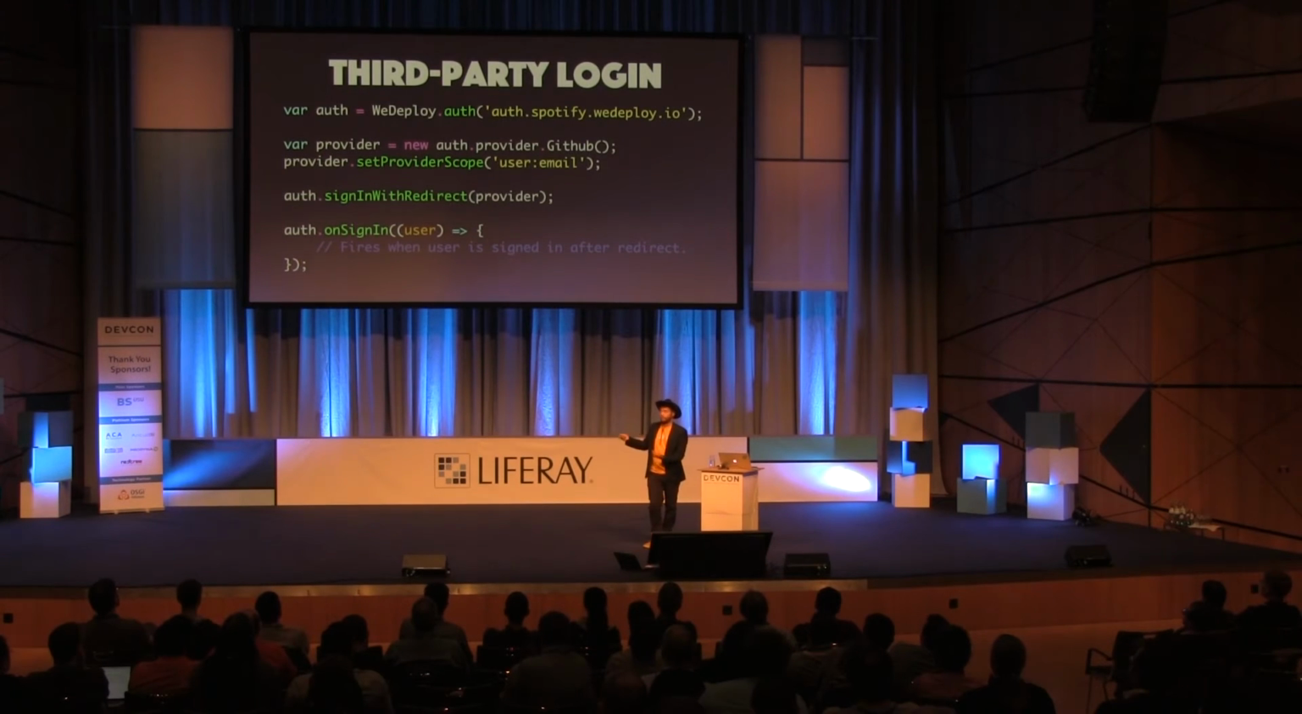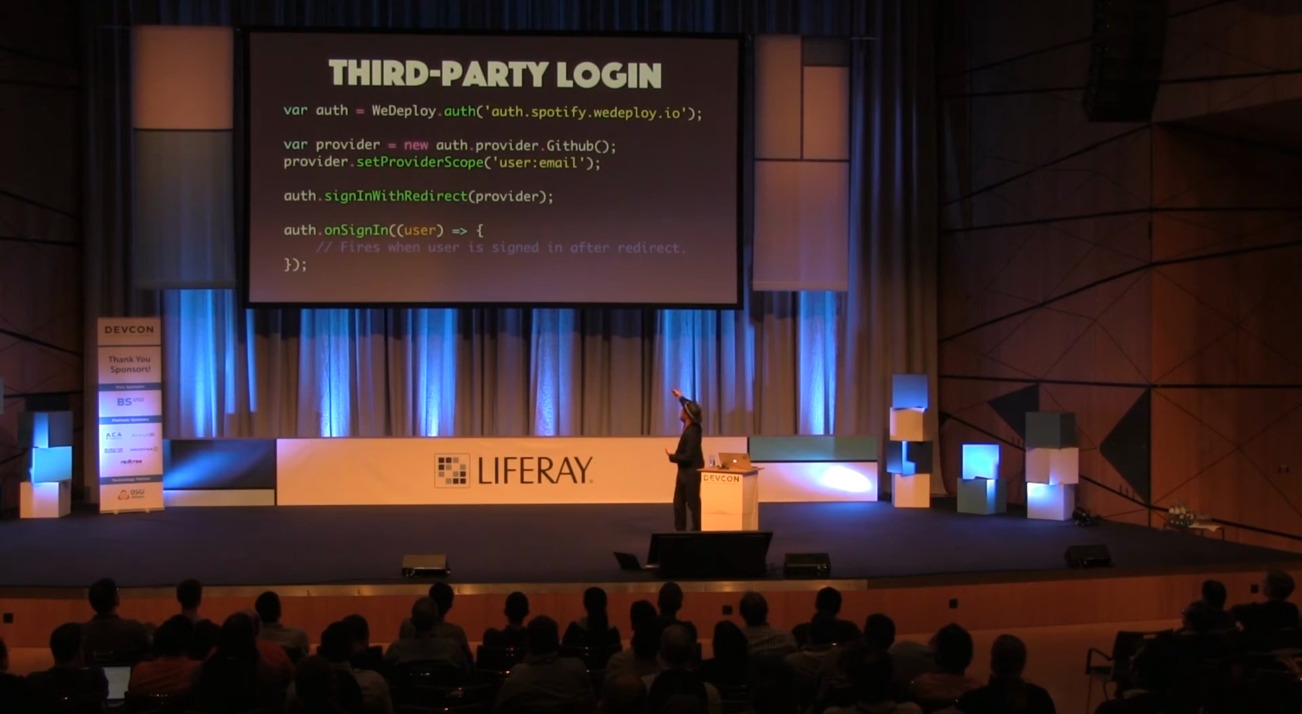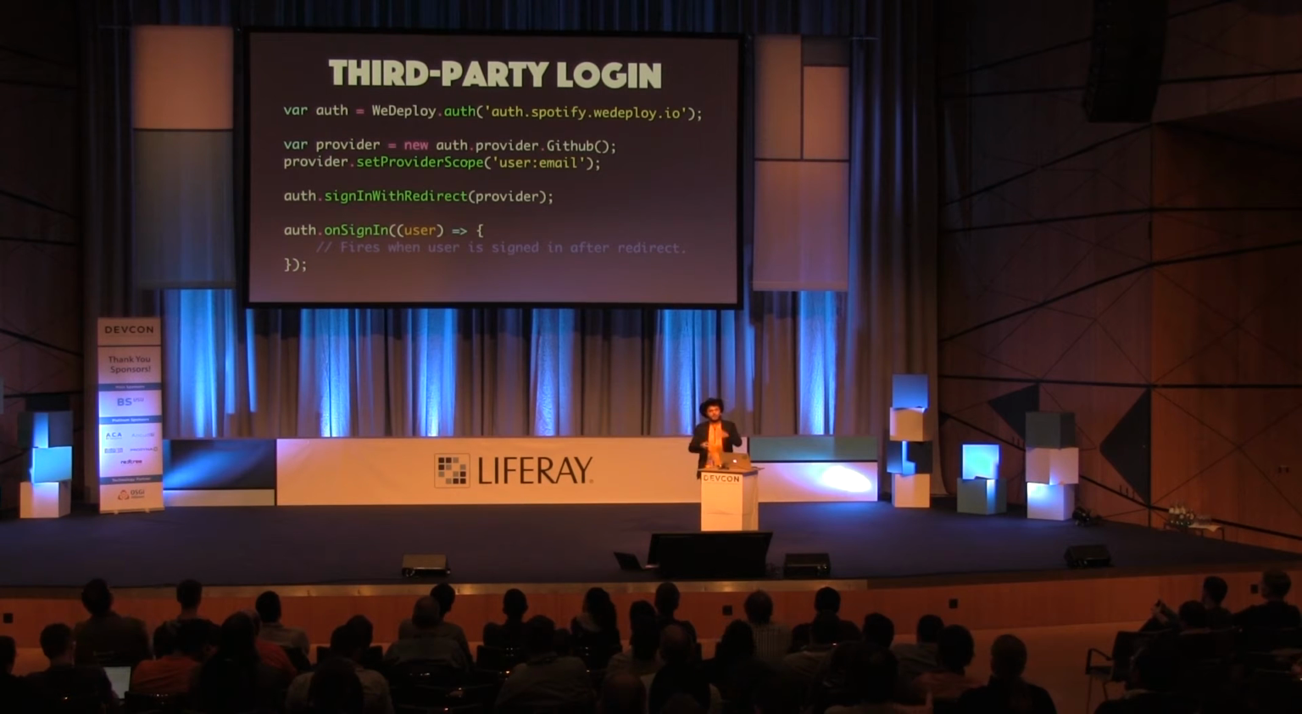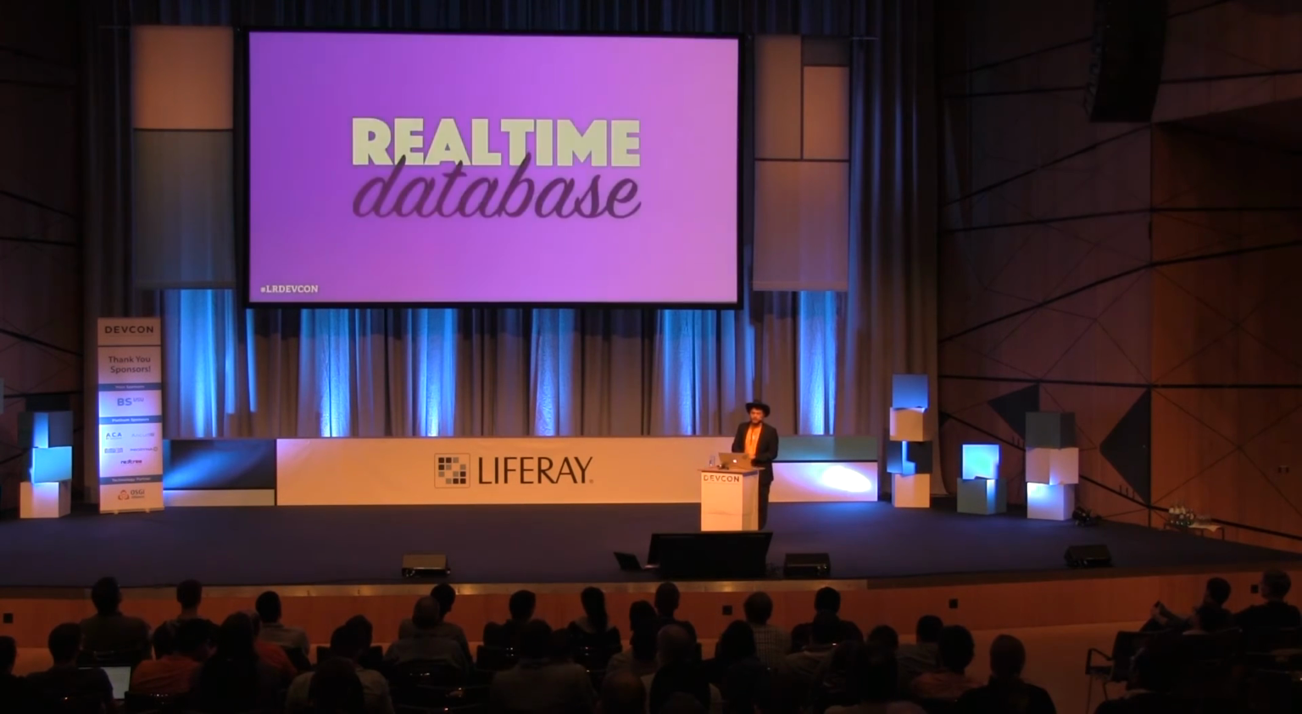And this is the code. Pretty much what you have to do is connect to that service, connect to that project, and you can specify what provider you want to authenticate with. And then you can set different kinds of scopes for each kind of provider. For GitHub, for example, I can get your private repos, or I can get your private email. And then you define how you want to sign up, whether you want to sign in with redirect or with a pop-up, things like that.